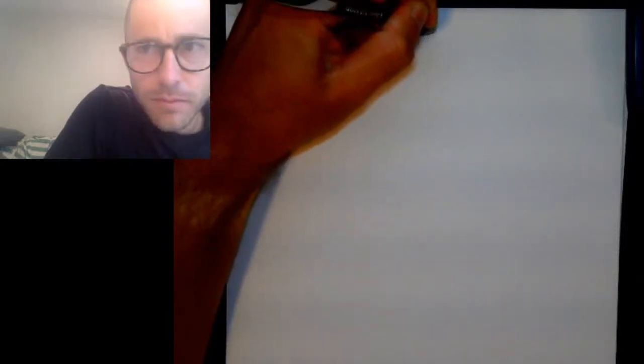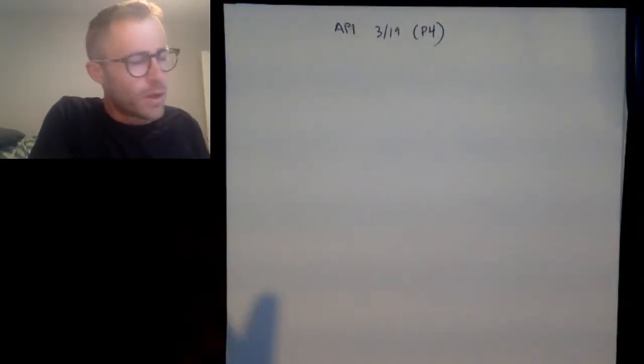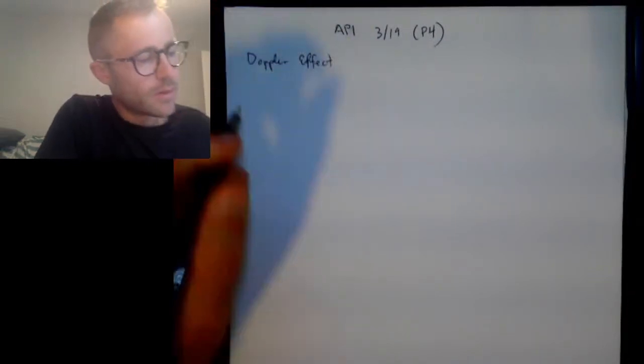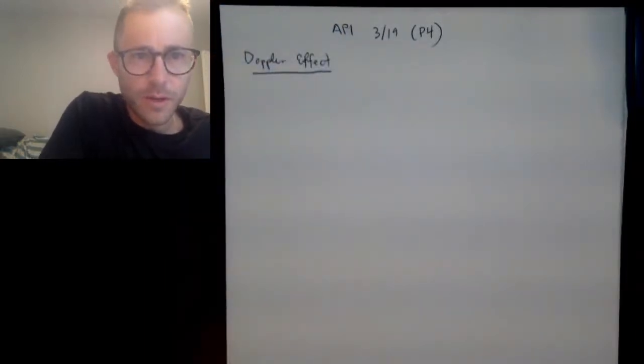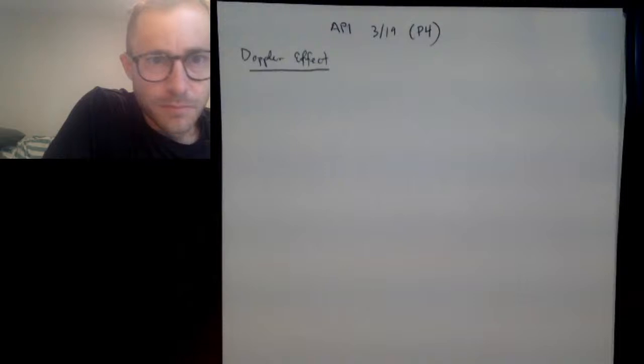Okay, so this is AP Physics 1. All right, so today we are going to be talking about something called the Doppler effect. Okay, the Doppler effect. So, what is the Doppler effect?